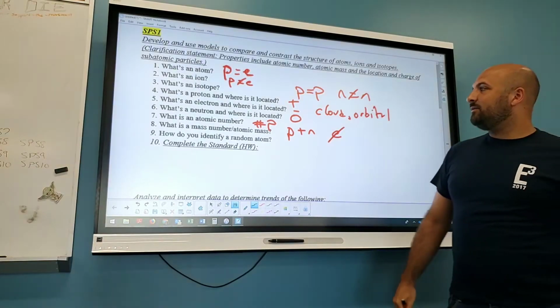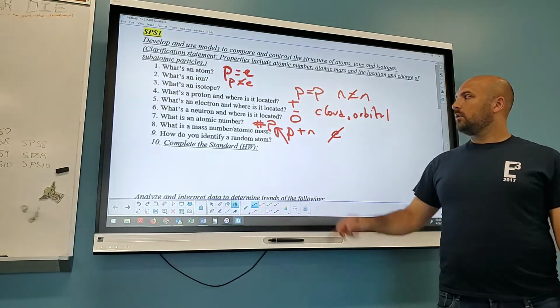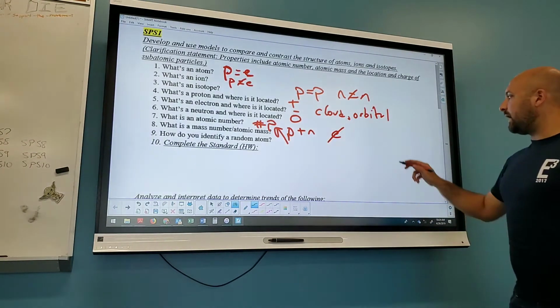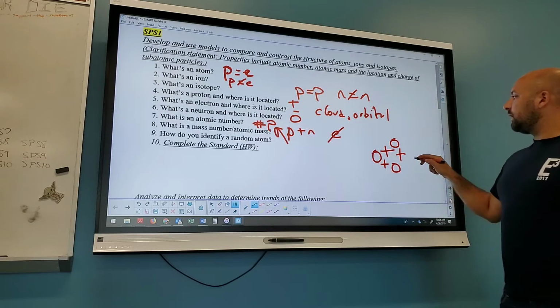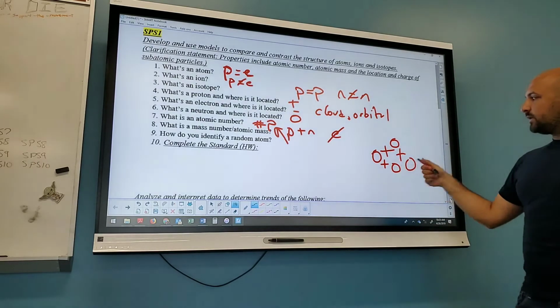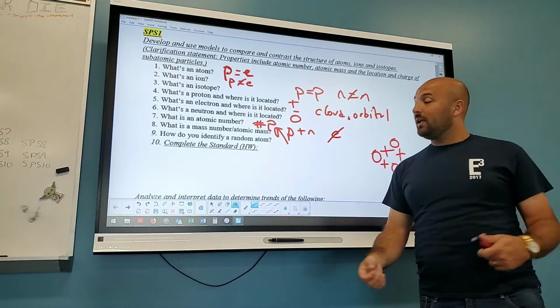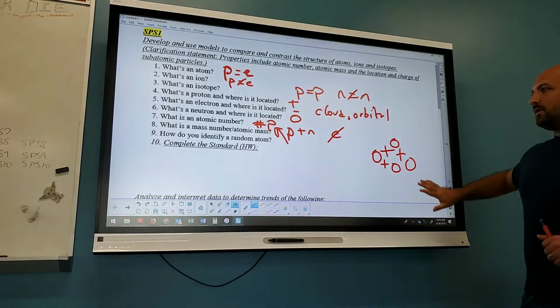Now, how do you identify a random atom? Well, we look at its number of protons. Atoms are determined by their protons, okay? So if I'm given an atom like this, I count the number of protons. I got 1, 2, 3, and I look at my periodic table, and I see that that is lithium. And so that is my random atom.